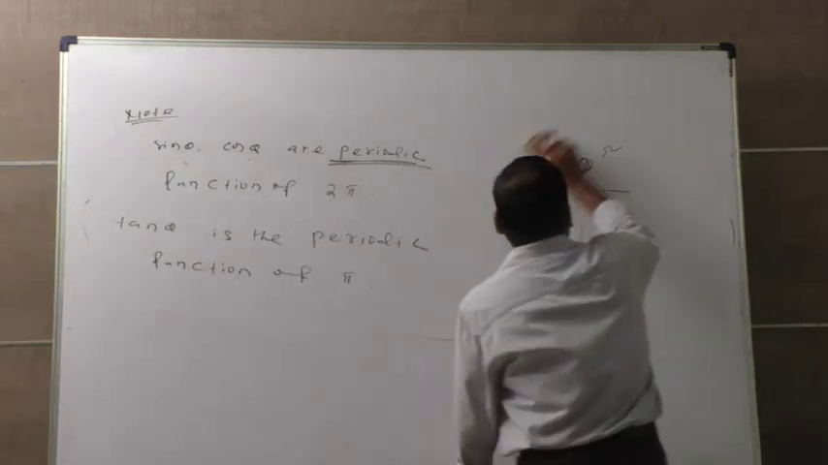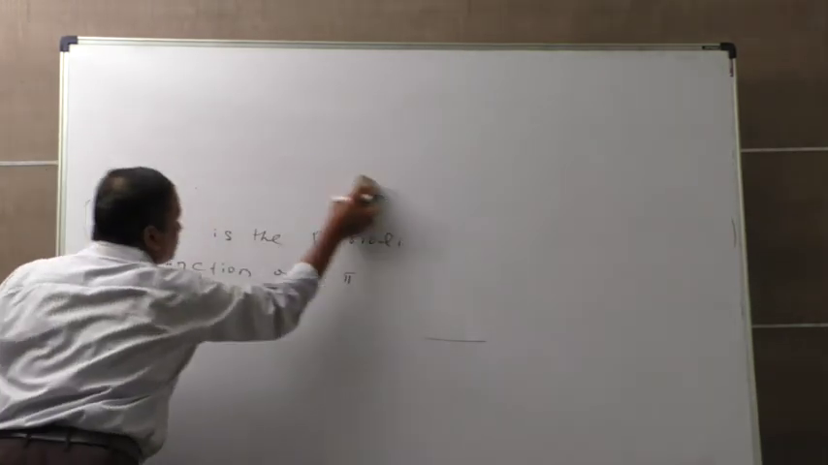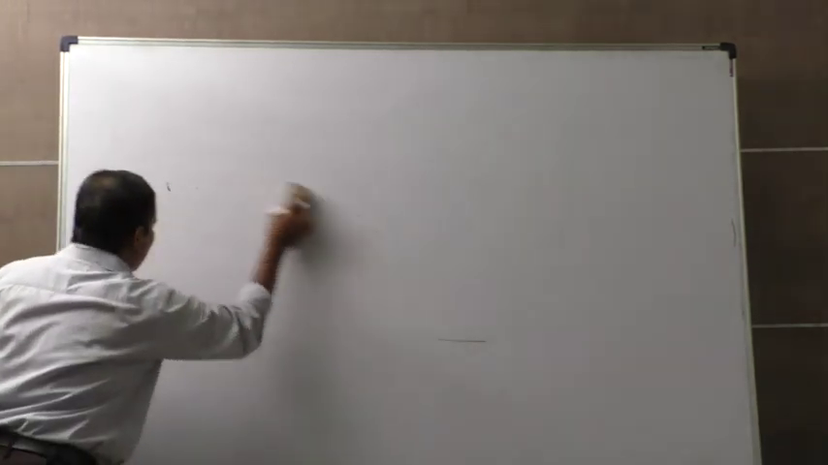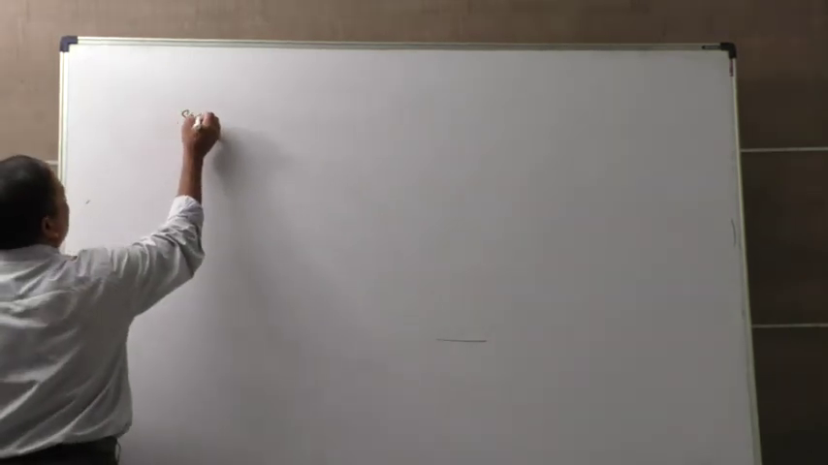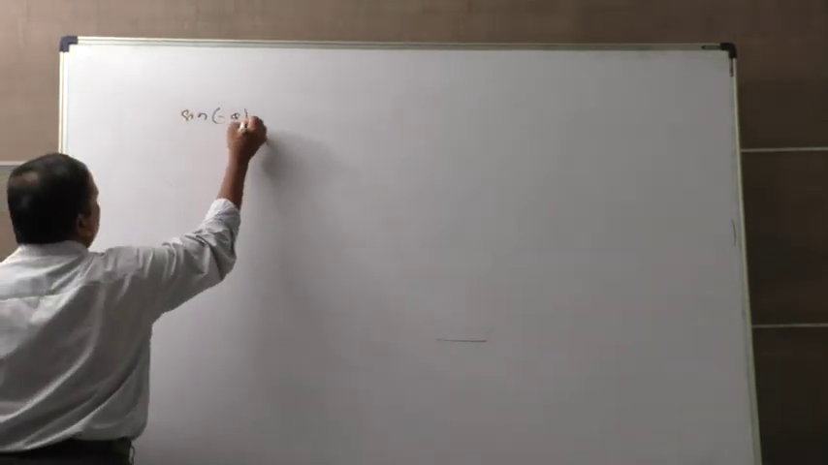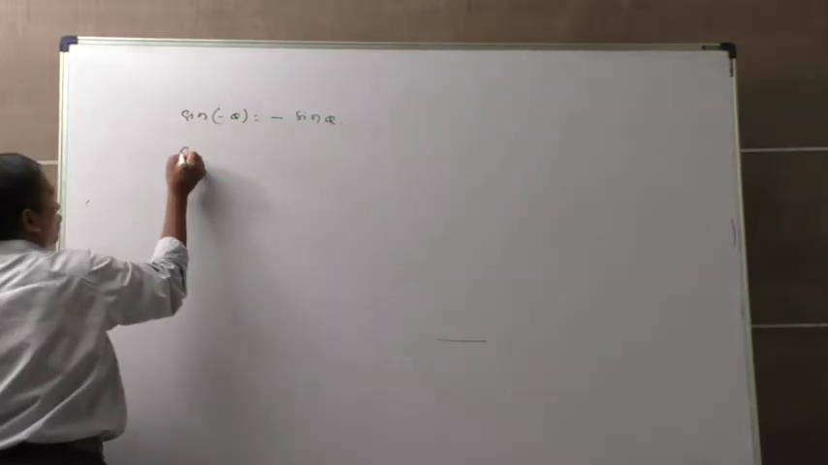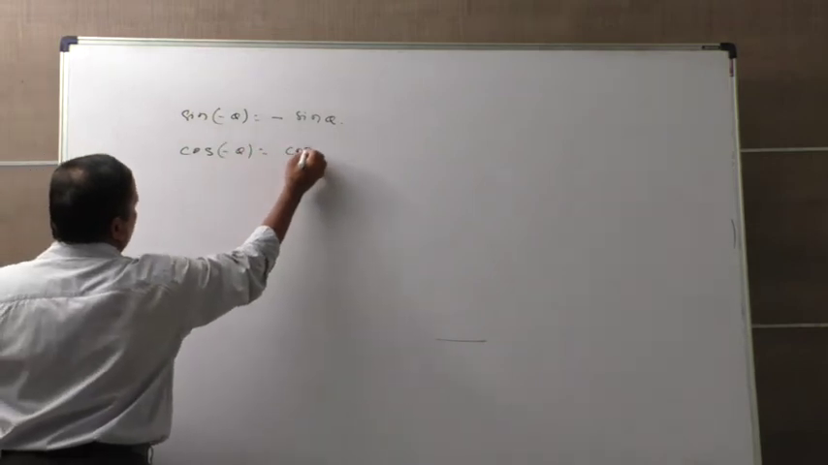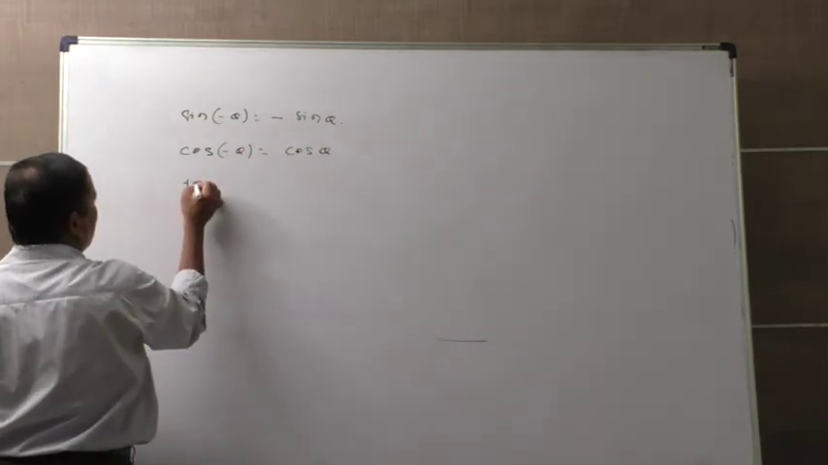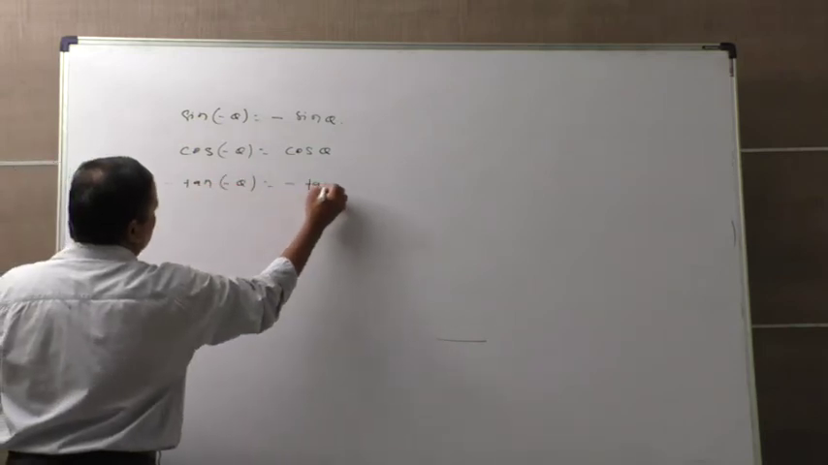Now this is the important thing. Another thing: sin of minus theta is minus sin theta, cos of minus theta is plus cos theta, and tan of minus theta is minus tan theta.